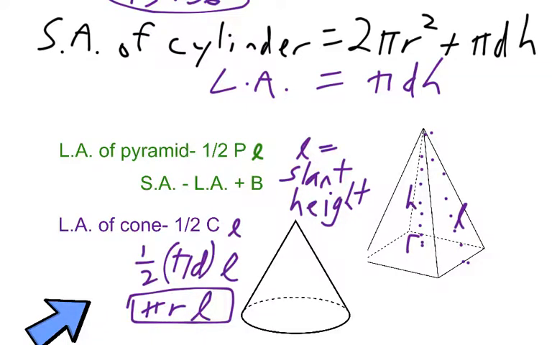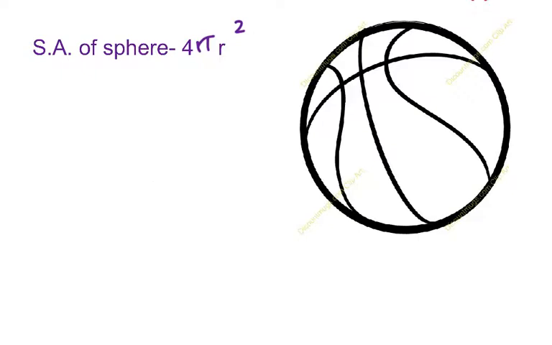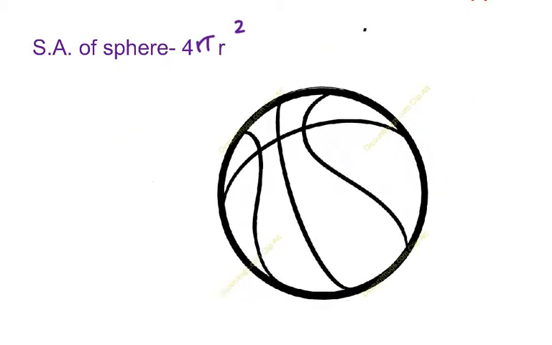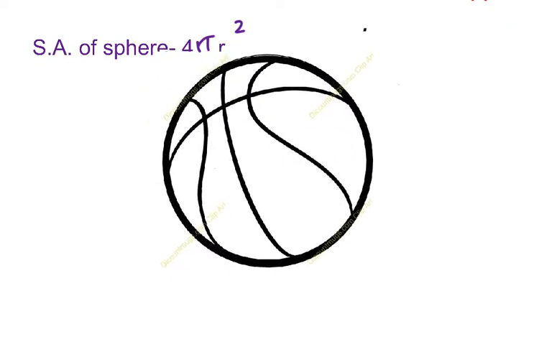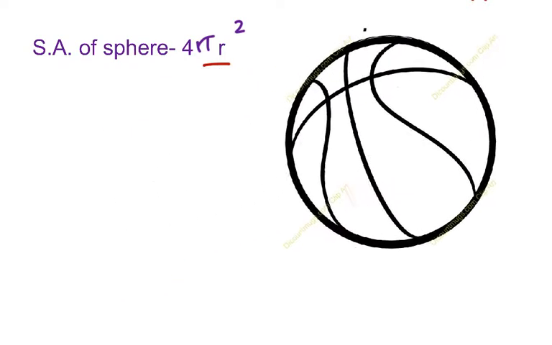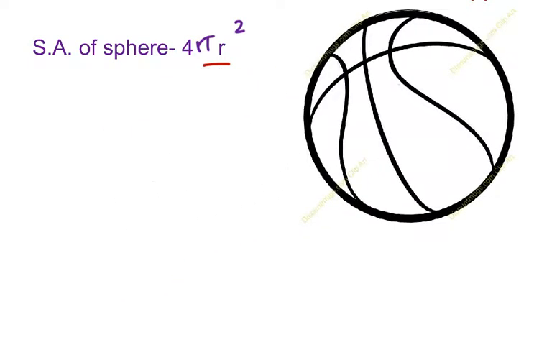Alright, last formula to talk about is a sphere, just like a basketball or a soccer ball. And the surface area of a sphere or a basketball, or any round object for that matter, is 4 pi r squared. So it's the same as the area of one circle, but you just multiply it by 4. So pi r squared times 4. Alright, now that we've covered all our bases and we have all the formulas down, let's apply it to an actual question.